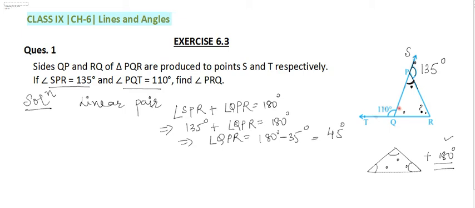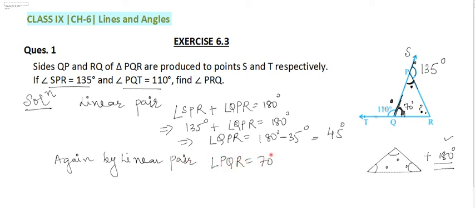Now let's find out value of this particular angle. I can see that these two are forming a linear pair. If this angle is 110 degree, so by linear pair I will find out this value, which comes out to be 70 degree, because the sum of these two should be 180 degree. So again by linear pair, you have to show proper working. Again by linear pair, you will get value of PQR as 70 degree.